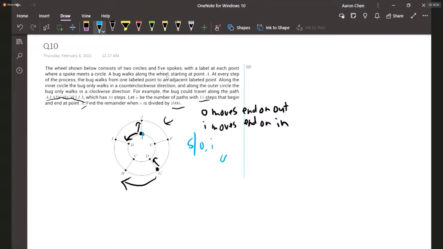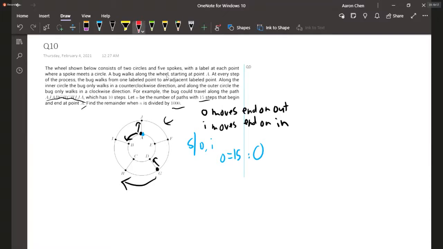And so the first case is when O is equal to 15. In this case, there's 0 values because clearly the final step must end at A, which is a point on the inner circle.